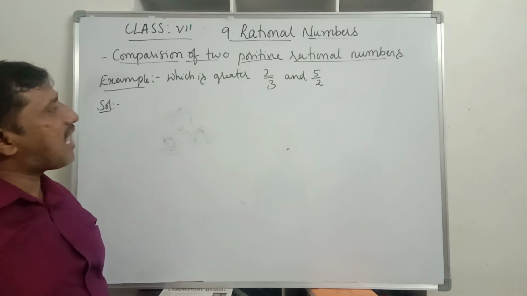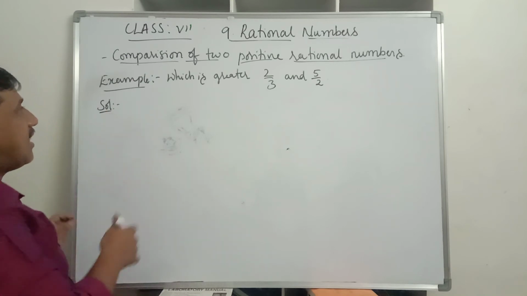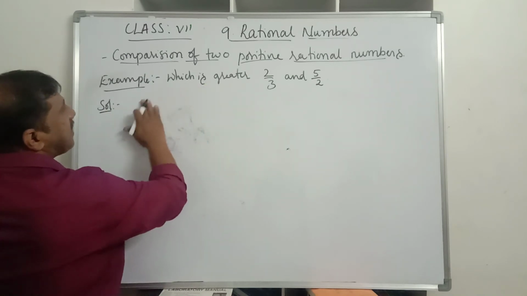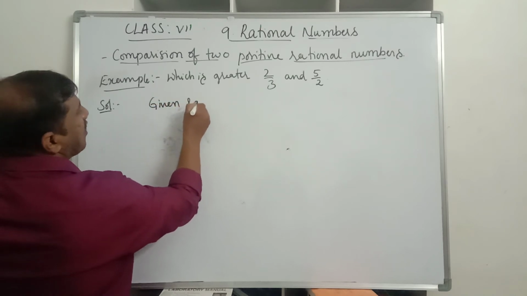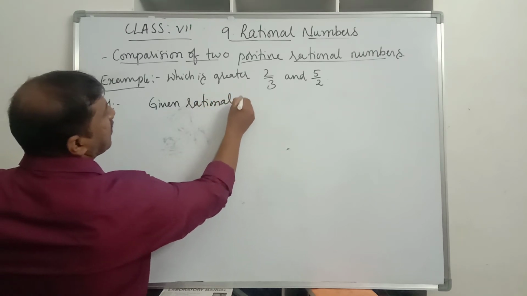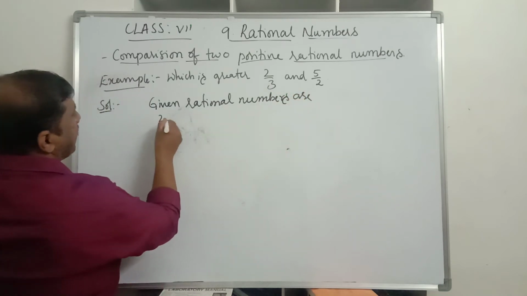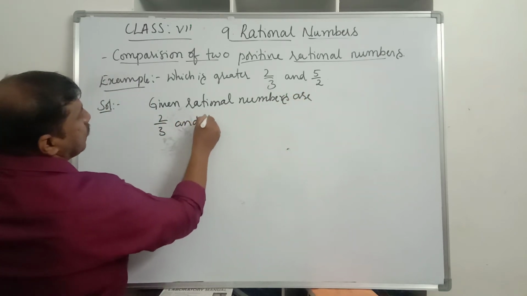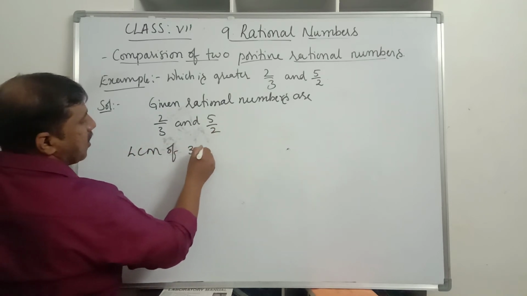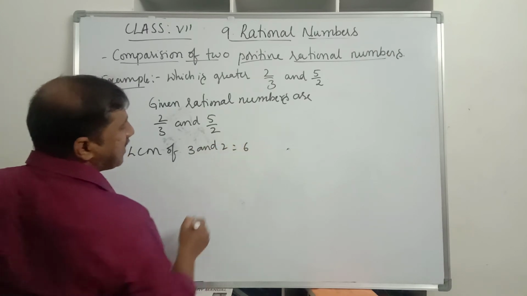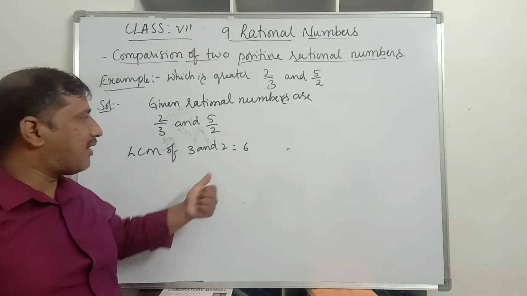Now convert these fractions to like fractions. Then you compare the numerators. That is 2 by 3 and 5 by 2. Now take the LCM of the denominators. LCM of 3 and 2 is equal to 6, 3 into 2 is 6. Both are prime numbers. The product of the two prime numbers will give you the LCM.